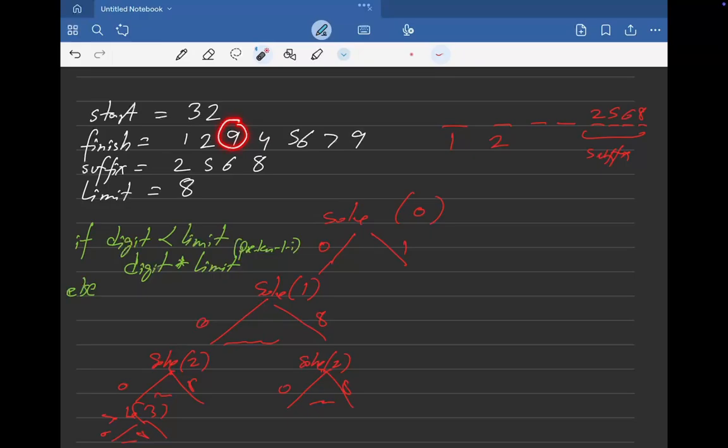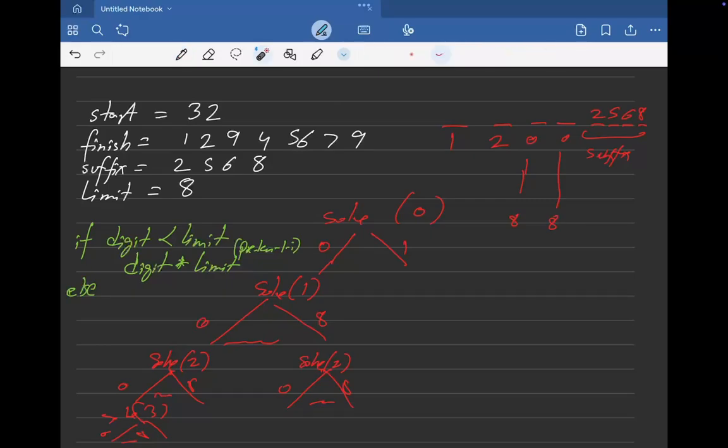I have 9 here. This is interesting, right? I have 9 here, but since my limit is only 8, I cannot place 0 to 9. No, I cannot place. My limit is only 8. So I can only place till 8, and on the other bits, I can only place till 8.